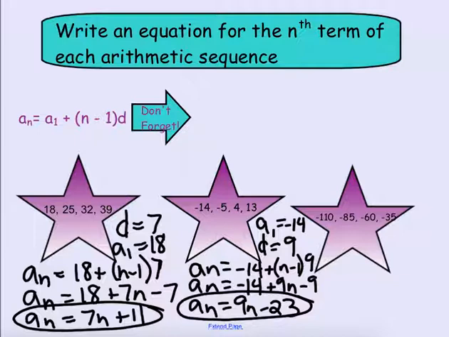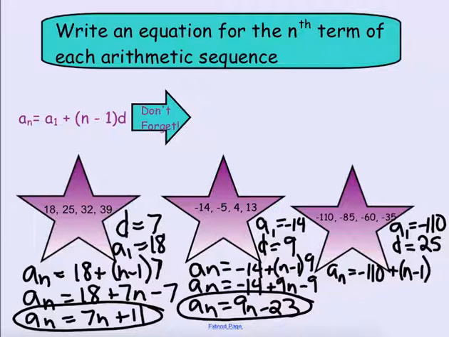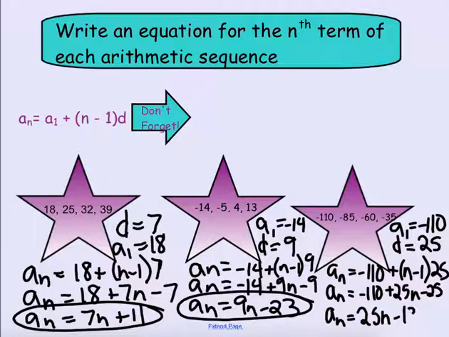And lastly, our first term is a sub 1 is negative 110. And our difference is, well, it looks like we are adding 25 each time. So I will say, just like we did, a sub n is negative 110 plus n minus 1 times 25. And I would distribute and get a sub n equals negative 110 plus 25n minus 25. And my final answer would be a sub n is 25n minus 135. That would be my formula.